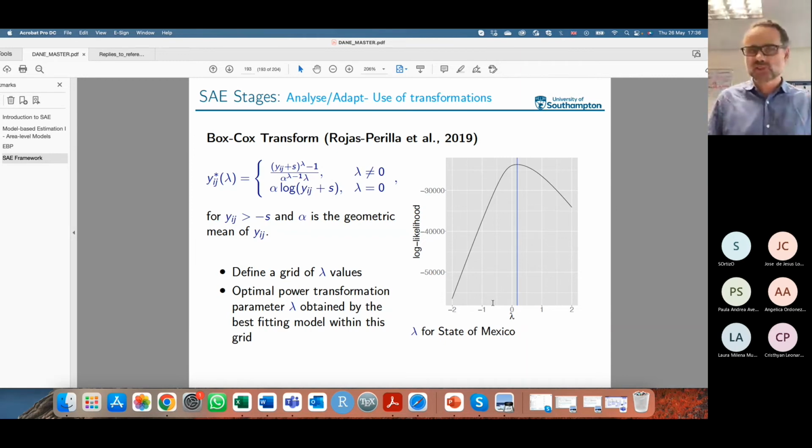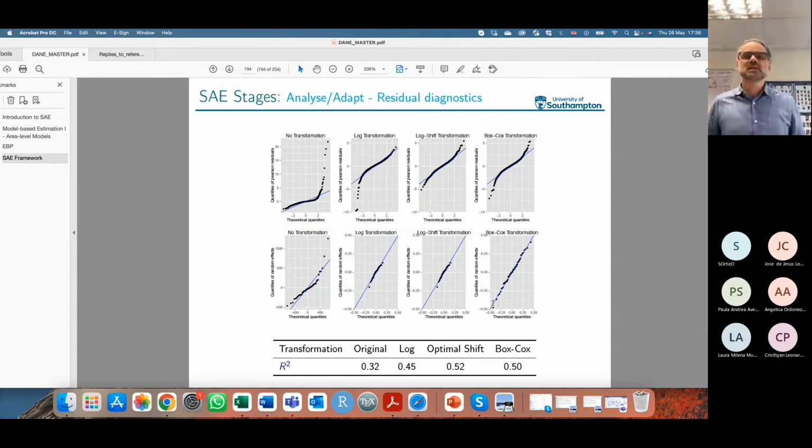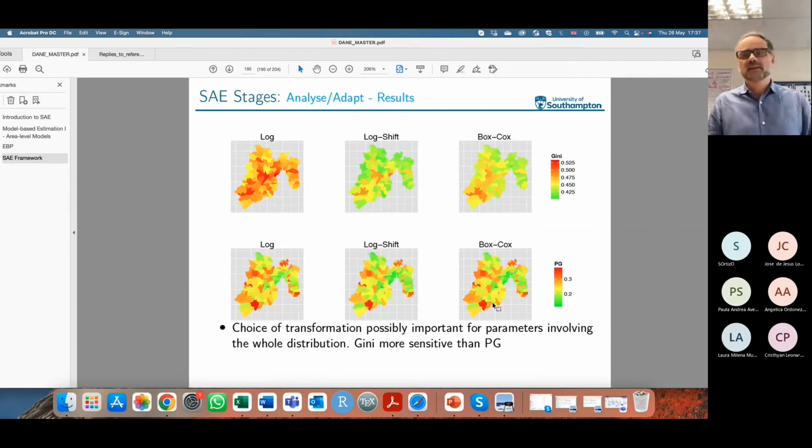The use of transformations, as I said, depends on the applications that you're considering. If you use income, expenditure, consumption type data, there will be a standard way to try and fit the models. And here is nothing more than showing you the impact of not using a transformation, using a fixed log transformation, a log shift transformation, and a Box-Cox transformation, and how that impacts some measures of model prediction as you consider the different types of transformation.